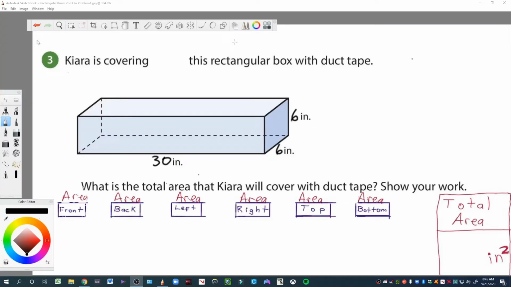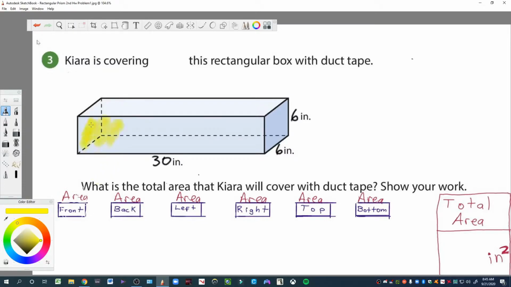This problem says Kiara is covering this rectangle box with duct tape. What is the total area that Kiara will cover with duct tape? Show your work. So for this problem, we want to find out how much duct tape she will cover the whole box with. But you have to know how many faces it has.